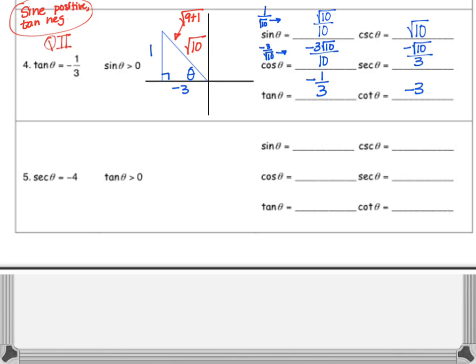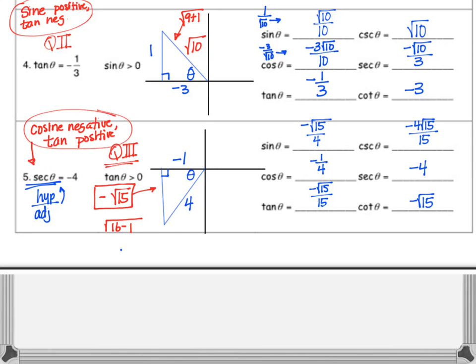Then problem number 4, same thing. I'm thinking about when is sine going to be positive and tangent negative, and that would be in the second quadrant. So I draw it in the second quadrant, figure out the missing side.